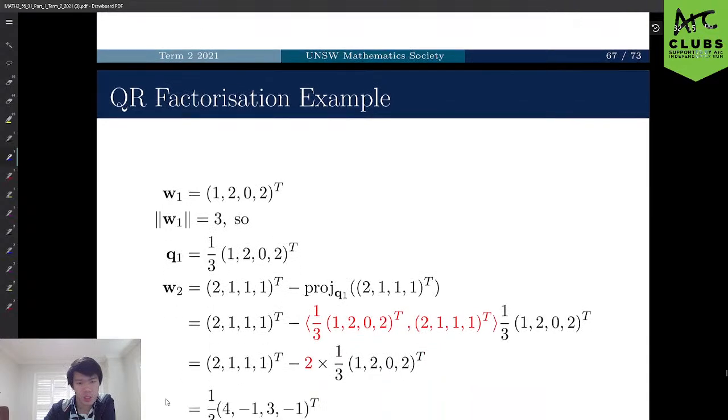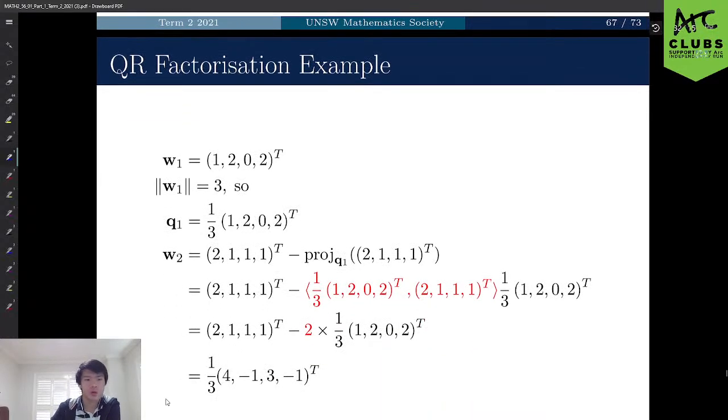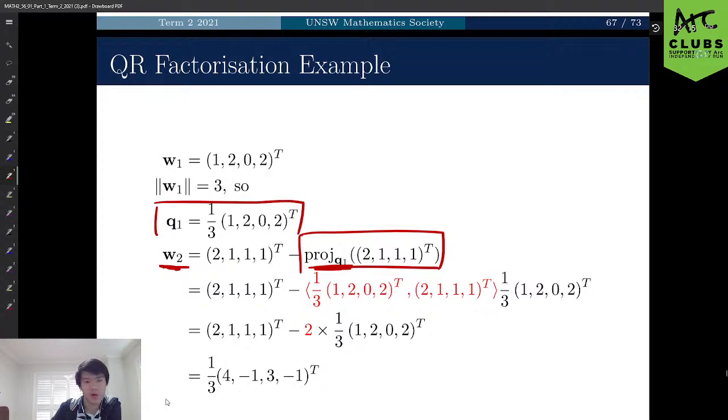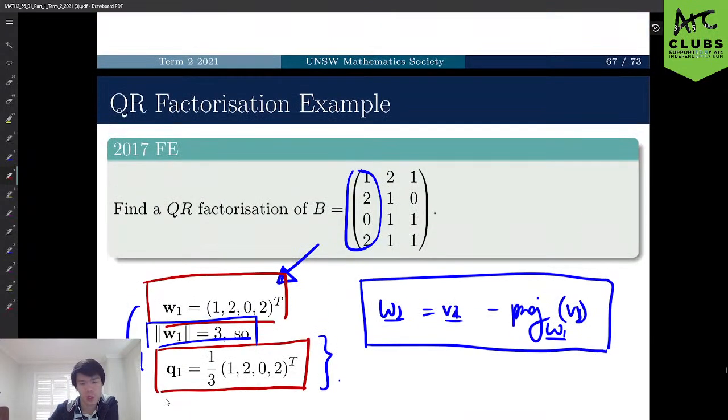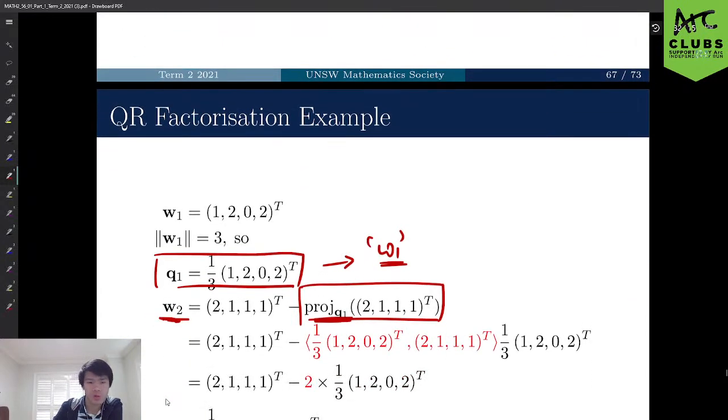And the reason why we do this is because now we can find W2 using its projection onto Q1. Right, so now we're using this as our V1, so to speak. This is like our new vector to use. So what we do is we take our second vector, which is 2, 1, 1, 1, and we subtract 2, 1, 1, 1's projection onto this.